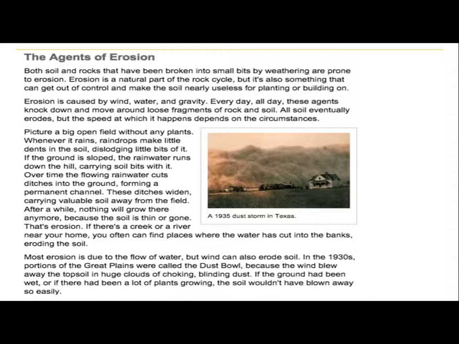Can I get a volunteer to read the first paragraph? Go ahead, Tim. Both soil and rocks that have been broken into small bits by weathering are prone to erosion. Erosion is a natural part of the rock cycle, but it's also something that can get out of control and make the soil nearly useless for planting and building. Okay, good. Summarize that paragraph for me. What is the importance of that paragraph? To talk about how erosion is a big part of the rock cycle.